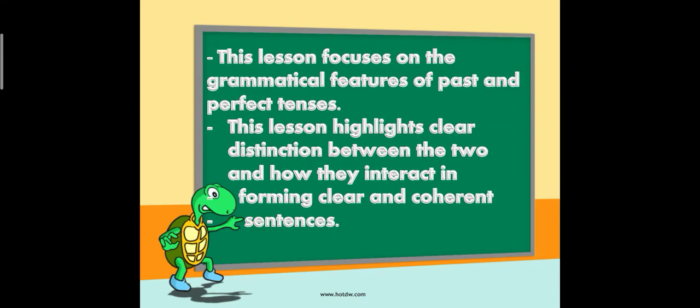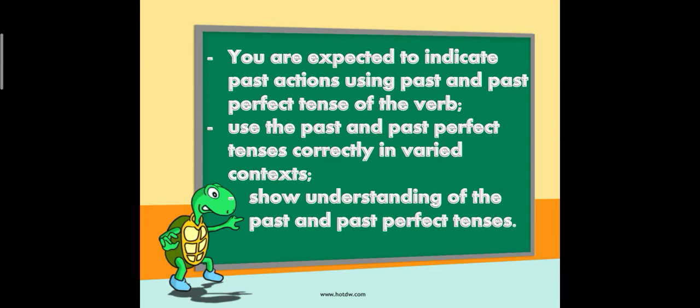This lesson focuses on the grammatical features of past and perfect tenses. This lesson highlights the clear distinction between the two and how they interact in forming clear and coherent sentences. You are expected to indicate past actions using the past and past perfect tense of the verb, use the past and past perfect tenses correctly in varied contexts, and show understanding of the past and past perfect tenses.